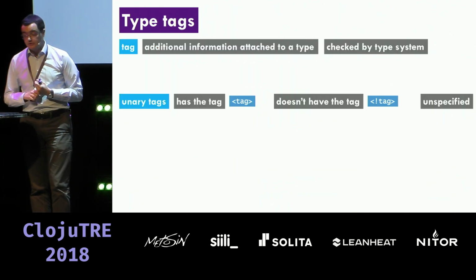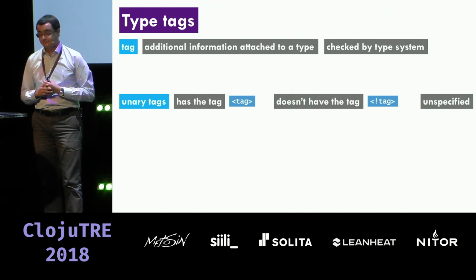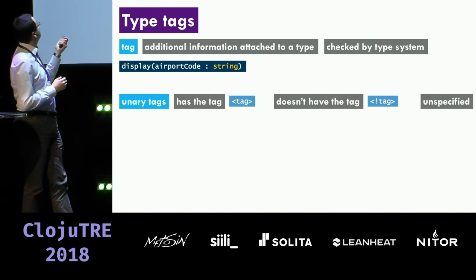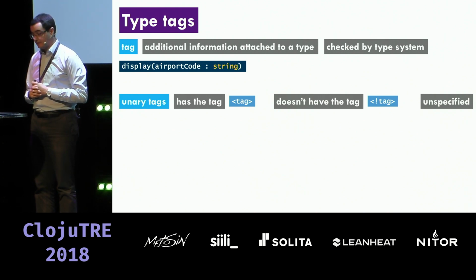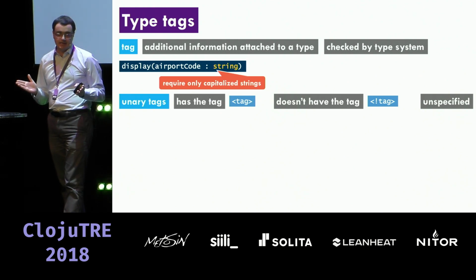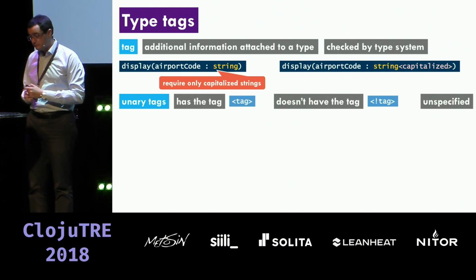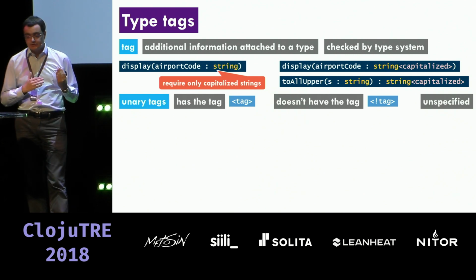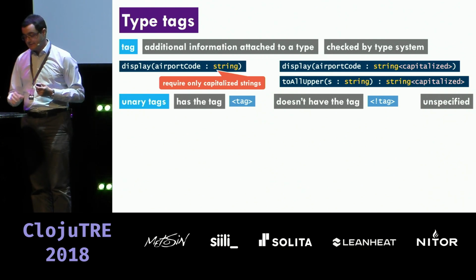An interesting feature of KernelF is so-called type tags, also known as type qualifiers, that can be attached to types. Consider a function display that has only one argument, which is of type string. In KernelF, we can express the requirement that this string should be capitalized by attaching a tag to type string. Of course, we will have a separate function to all upper that capitalizes a string and returns a string with capitalized tag.